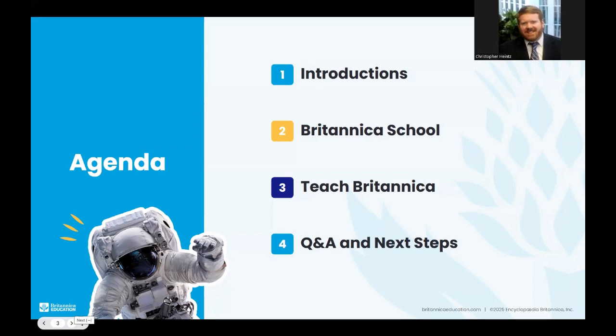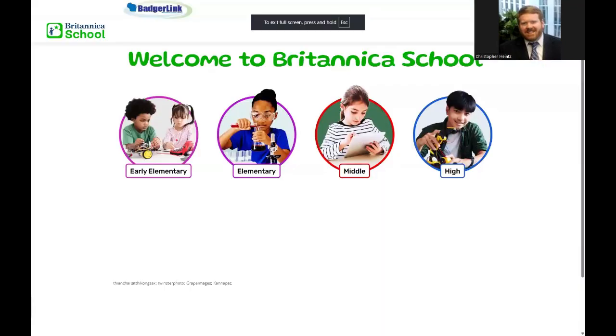So let me go ahead and jump into Britannica School. This may look familiar to you as a Britannica School user here. So this is the content in Britannica School that is available to you through BadgerLink. So you have access to all 4 tiers of Britannica School. That includes our early elementary, our elementary, middle, and high school content. And you can kind of run the gamut from the youngest emerging learners to your high school students who are doing advanced research. Britannica School has a little bit of something for everyone.